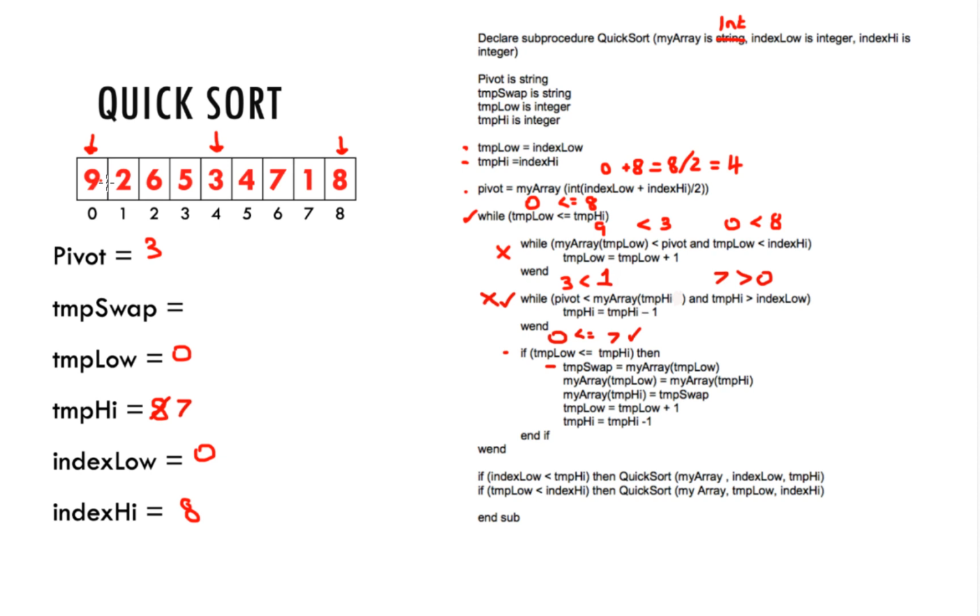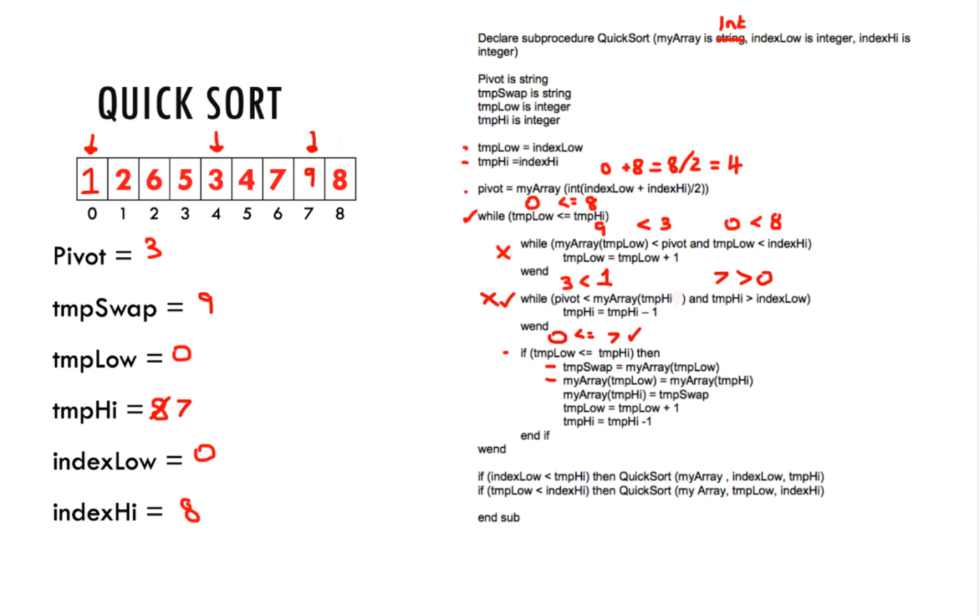So we're going to go inside and actually do a swap. The temp swap variable is assigned whatever's at my array at the position of temp low. Temp low is 0, so that means 9 is placed into temp swap. My array at temp low, which is position 0 in my array, is given the value of whatever is at temp high. So 1 is placed and overwrites the number 9. Then the number 1 at the top of my array in position 7 gets given the value of temp swap, which holds the value of 9.